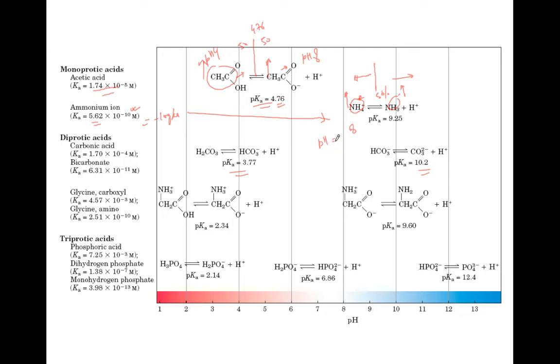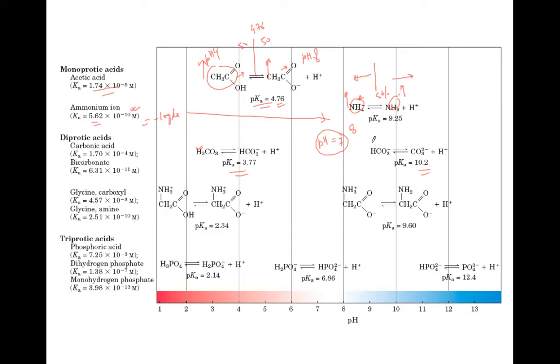So if I ask you, at say pH 7, which ion will be in the highest concentration? Think about it. Yes, so remember the concept: if the pH is more than 3.7, HCO3 minus will be more. If it is less, then H2CO3 would be more.